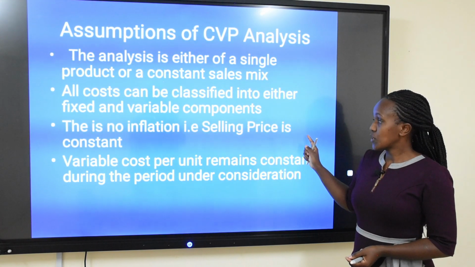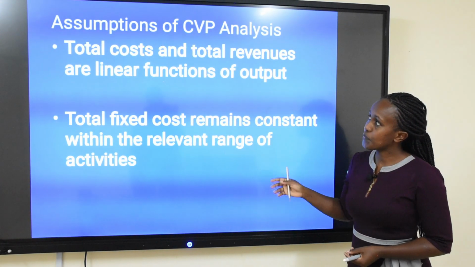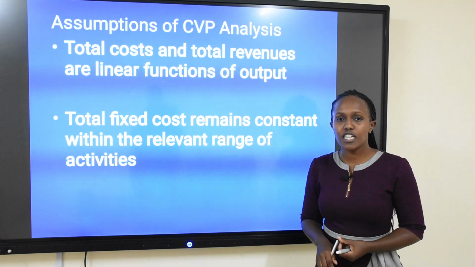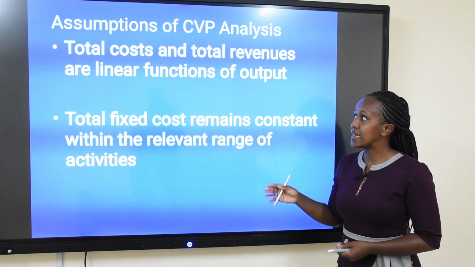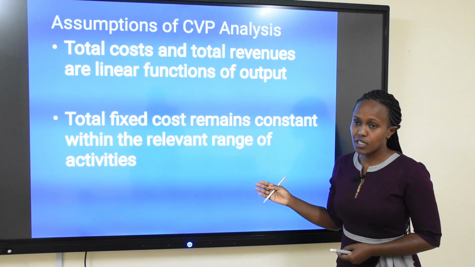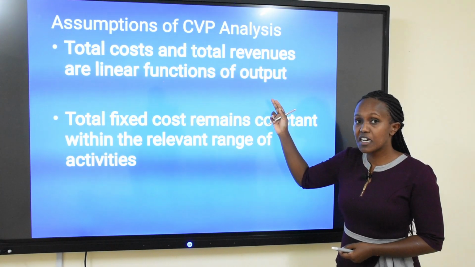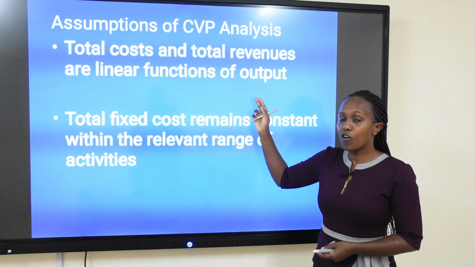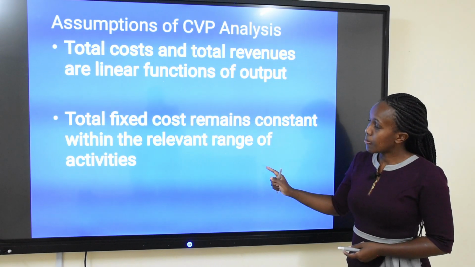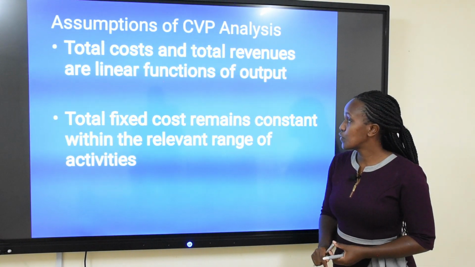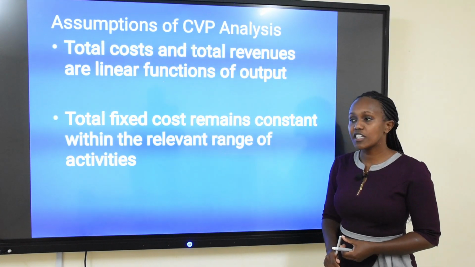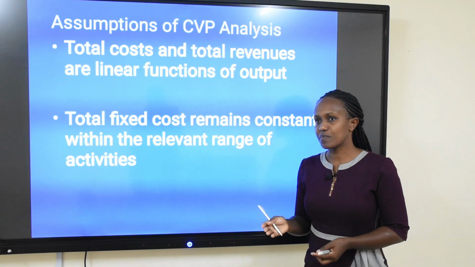These are not the only assumptions, we have several more. It also assumes that total cost and total revenue are linear functions of output. And you're going to see this when you're looking at the graphical approach of BEP analysis. Then finally, it assumes that total fixed cost remains constant within the relevant range.